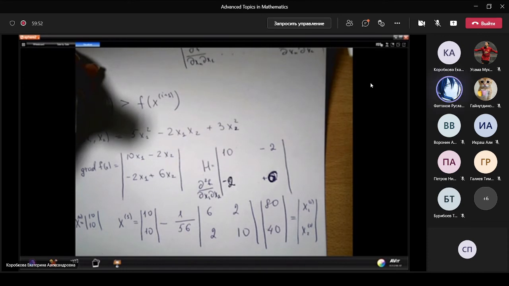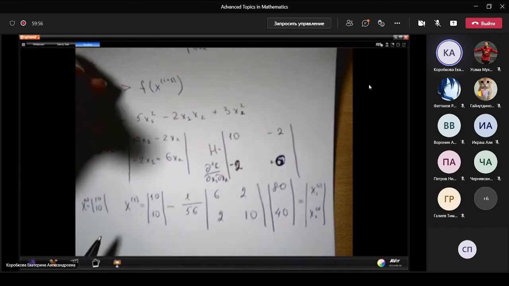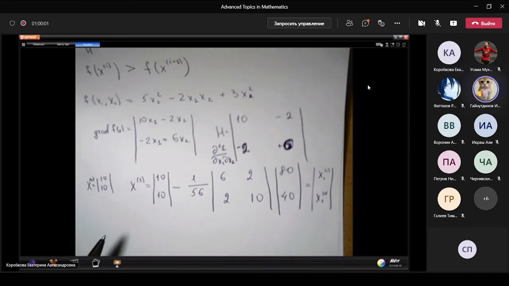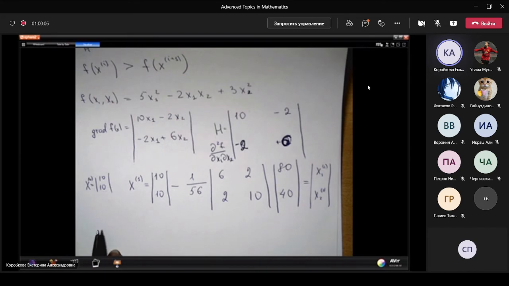I suppose you do not forget how to multiply matrices. We too, we hope. Of course, it was a joke. I believe you are smart. Maybe it wasn't a joke. No, it couldn't be so.